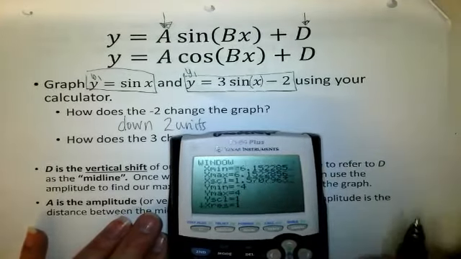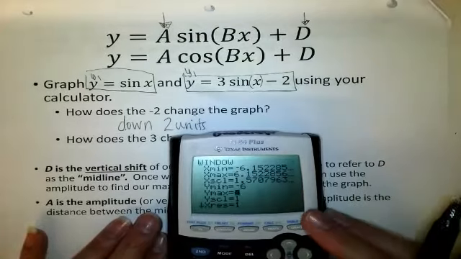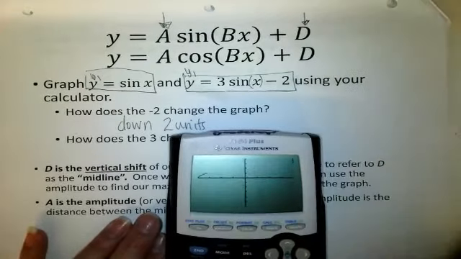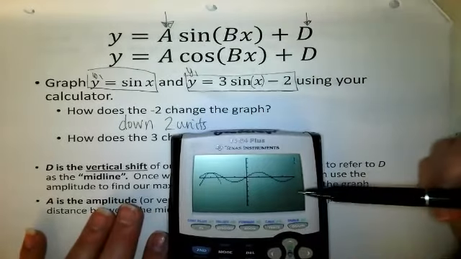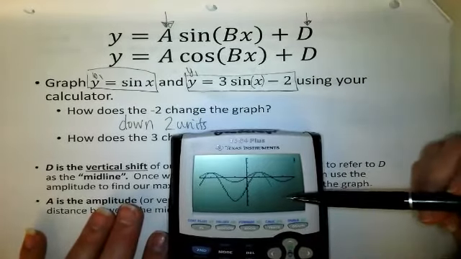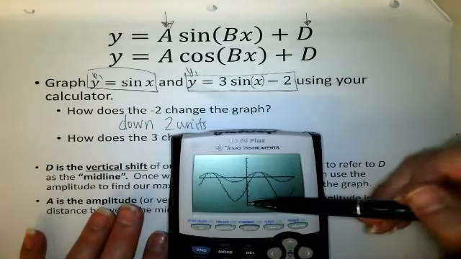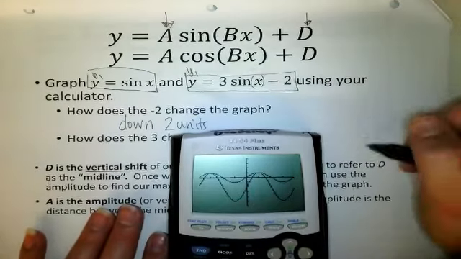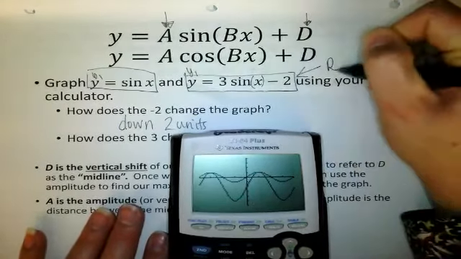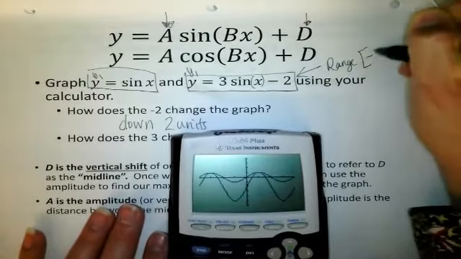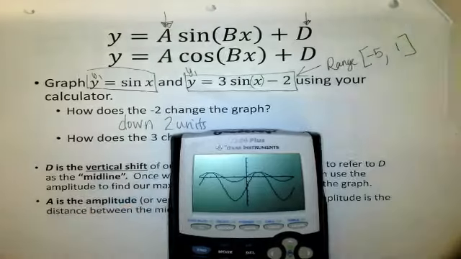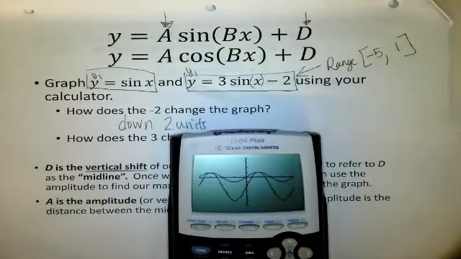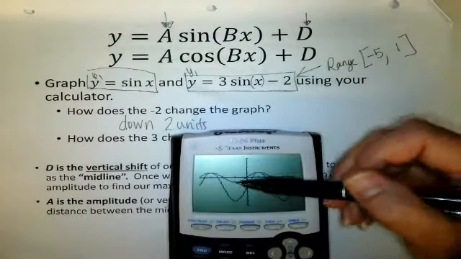I'm going to change my window. I want to go a little lower here. Let's go to -6. My y minimum, I'm changing to -6, and I'm going to see what happens. So -5, yeah, the range is going from -5 all the way up to 1. How far is that? 6 units. 6 units, that's interesting. What's the range of our regular function?